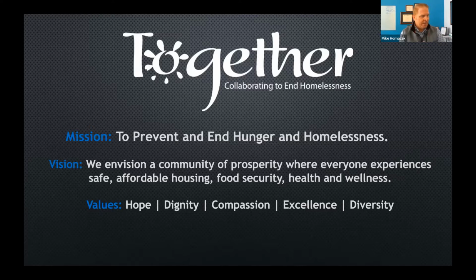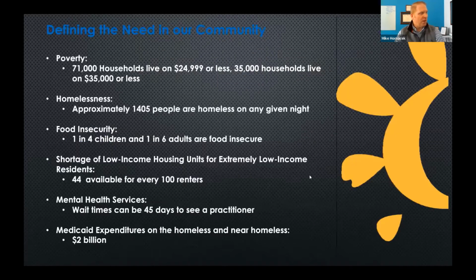As you can see, we really envision someday in our wildest dreams, a community that experiences safe, affordable housing, food security, health, and wellness. A couple things about Together. I'm going to try to really focus on just our food insecurity programming today because of the topic of the conversation. So I will stay away from some of the homeless services and homeless information that are on my slides.